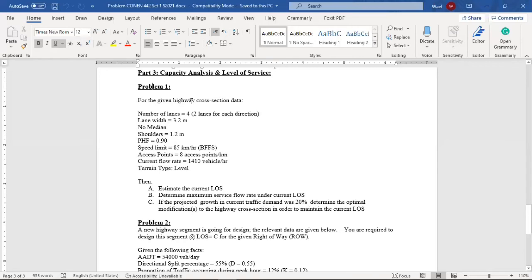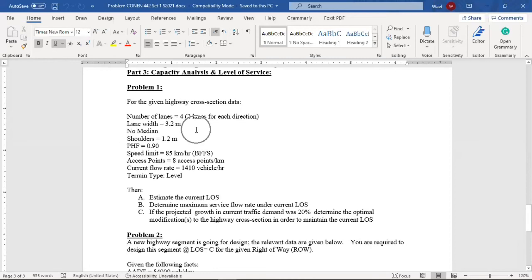It says that for a given highway we have cross-section data: number of lanes, 4, 2 lanes in each direction. Lane width, you see the problem with me? Yes, we can see that. Okay, lane width is 3.2, no median. These are the information that we have. The speed limit is 85 kilometers per hour. Access points, we have 8 access points per kilometer. The current flow rate is 1410 vehicles per hour. The terrain is level. The requirement here is to estimate the current level of service.